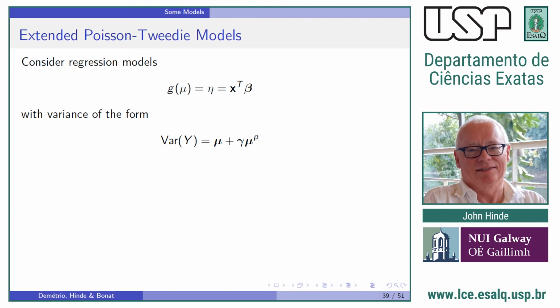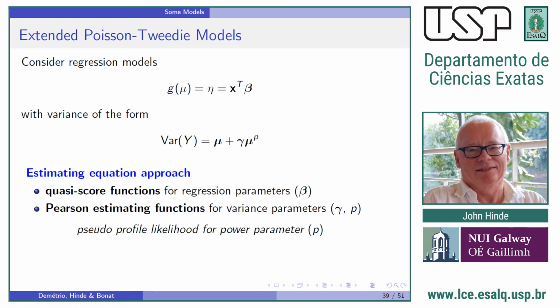Now, so this is where we want to be. We want to have a general regression model, and we want a variance function that looks like this. And that includes all the sorts of things we might like. Well, almost. I'll come back to that in a second.